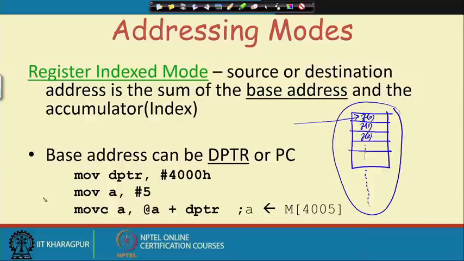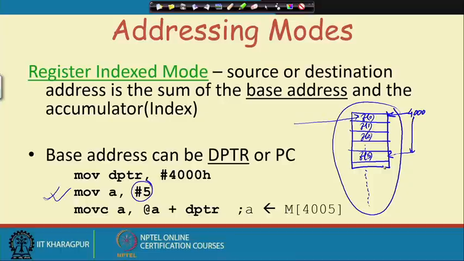Now, this particular example that we have here, what is it doing? Suppose this is stored in the external memory from location 4000 onwards: 4000, 4001, like that. We are trying to access the fifth value, f5. With this 4000 we add 5, so that it comes to this particular address, and then MOVC A comma @A plus DPTR.